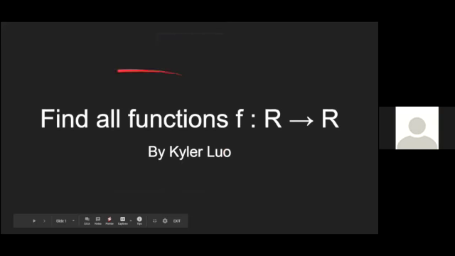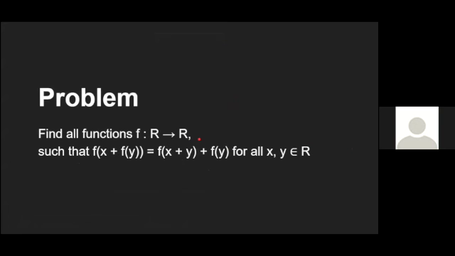Okay, so this one is find all functions f: R to R. So the problem is find all functions f: R to R such that f of x plus f of y equals f of x plus y plus f of y for all x and y belonging to the set R.